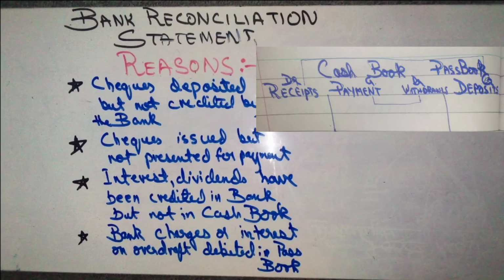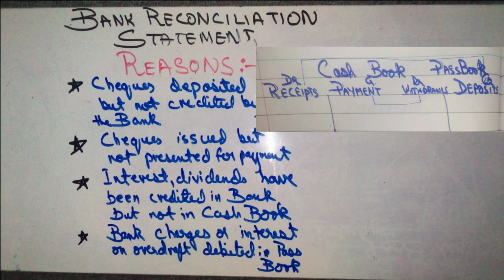Now we will discuss the reasons behind the bank reconciliation statement. The first one is checks deposited but not credited by the bank. Means we have received the payment and entered it in the cash book, but the bank has not yet entered it in the passbook. Maybe due to lack of communication. So here there is a difference between passbook and cash book.